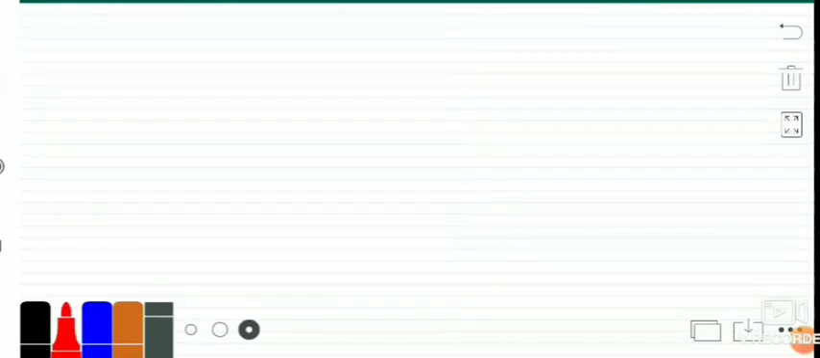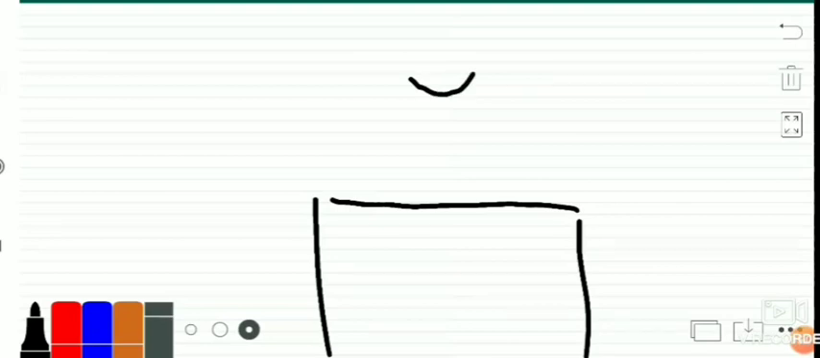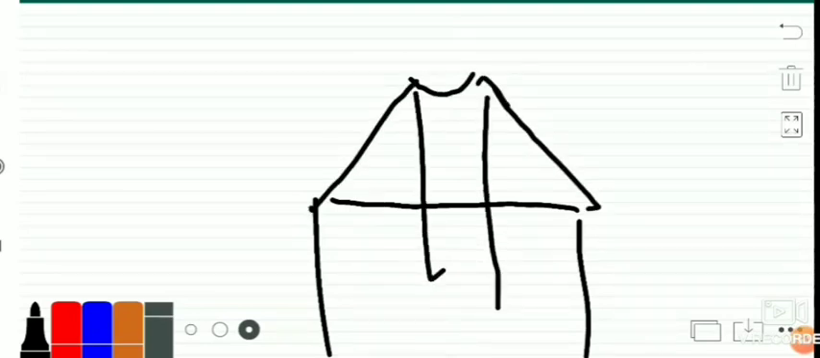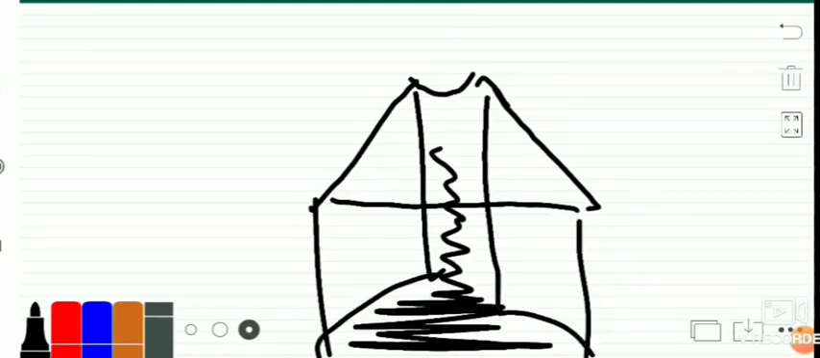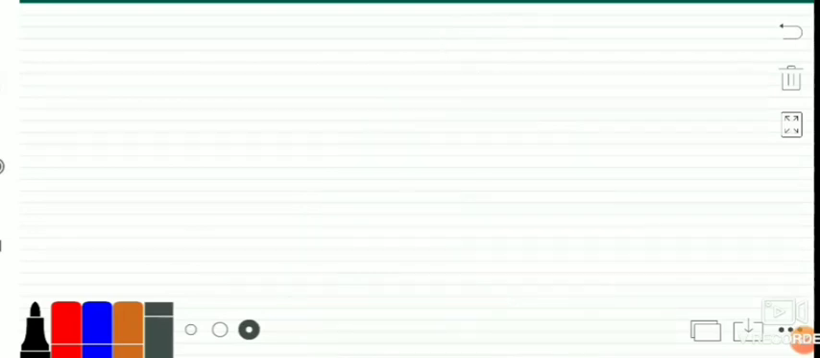If I can draw a rough diagram, assume it is black colored. So this is the lava dome, these are pre-existing rocks, this is the magma chamber, and this is the vent, right? Now next, the last one, is the composite cone.